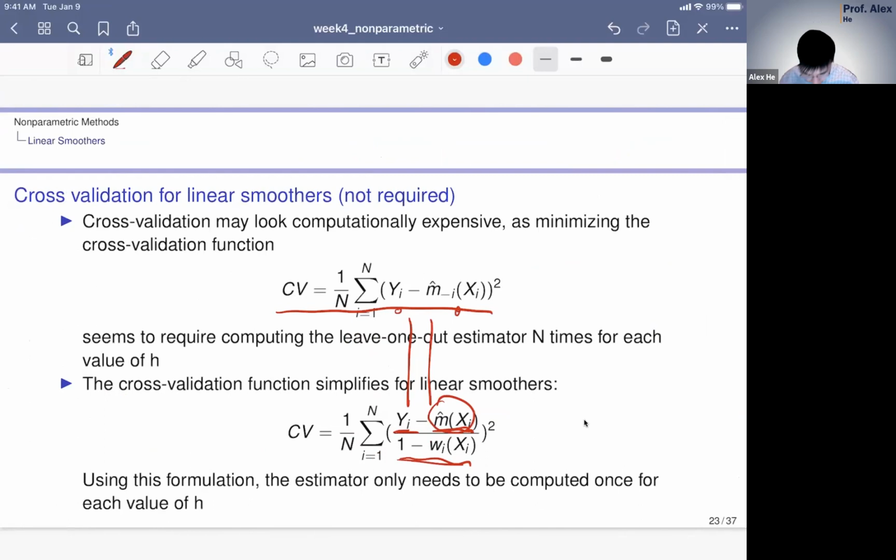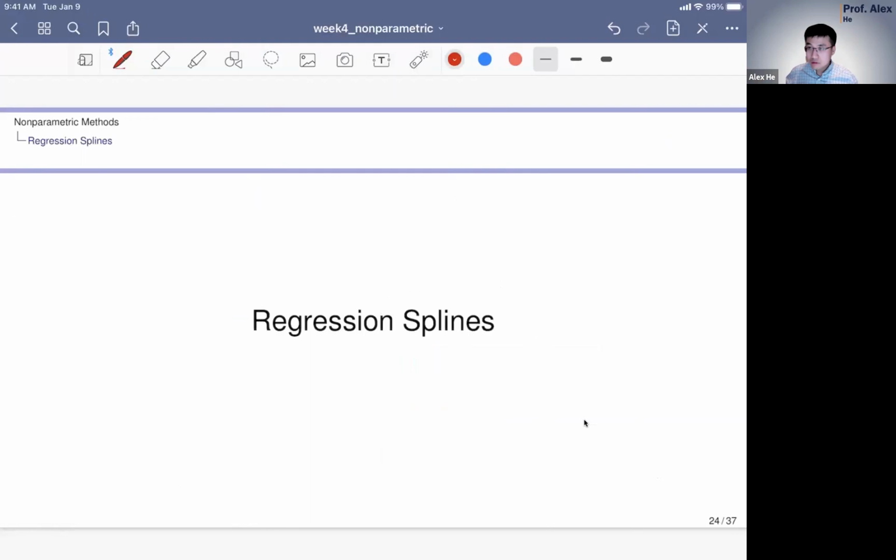Okay. So that's the kernel regression, which is the first non-parametric method that we're talking about today. Basic idea, very simple, right? It's a weighted average of all of the y's, and we give more weight to observations that are closer to x. Now, the second method is called regression splines. So this is a little bit different.